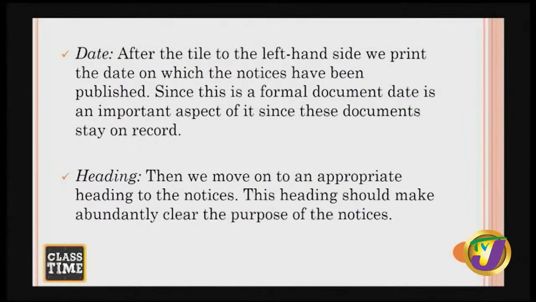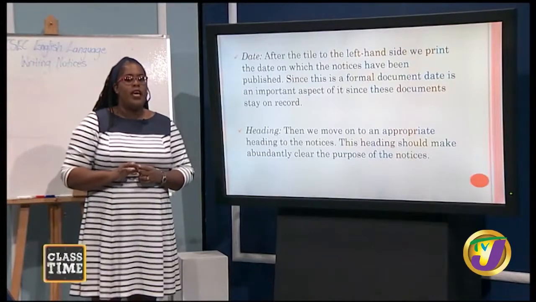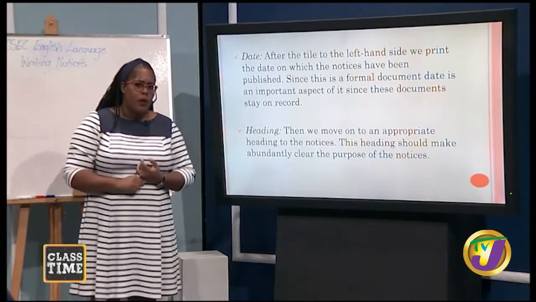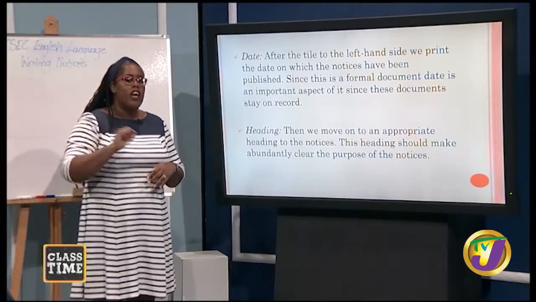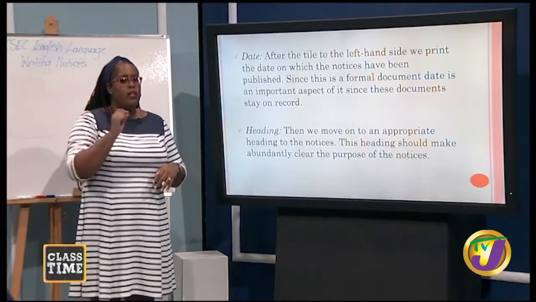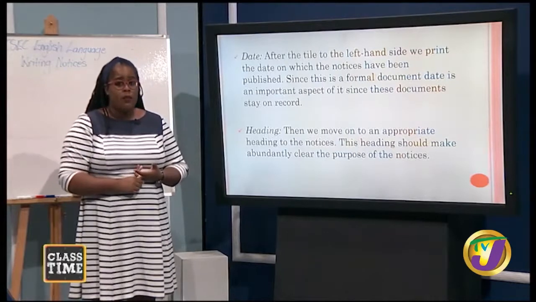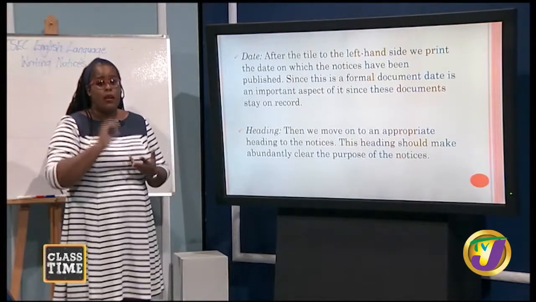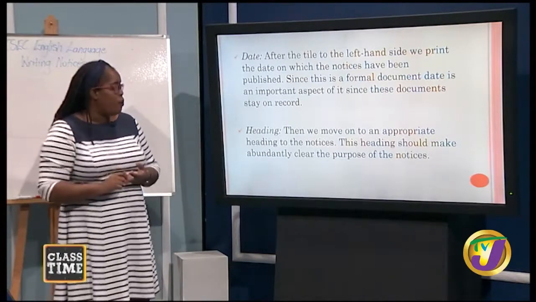Date. After the title, to the left-hand side, we print the date on which the notice has been published. Now, what I want you to do for me is look through the newspaper, and after we have gone through the format, I want you to check off all of the different things that you see on the notice. Do you see the word notice in bold? Is there a date? Tell me all the things. Check off all the things that you see in the notice in the newspaper, right?